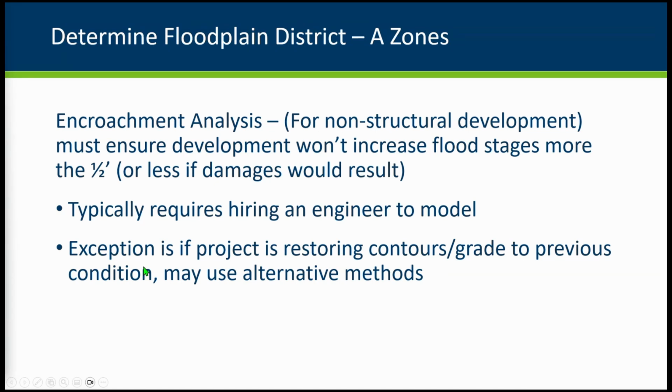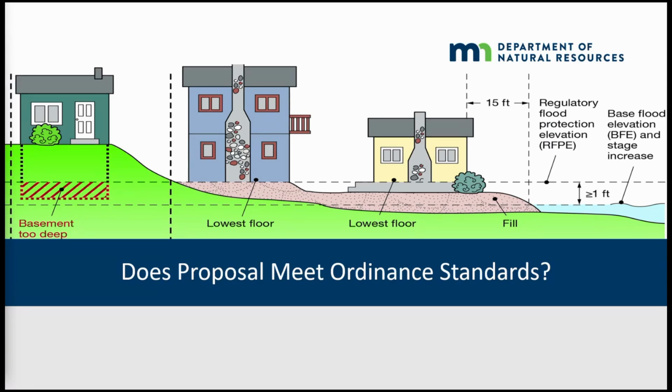But like everything, there are some exceptions to that. The one main exception would be if the project is restoring contours or the grade to a previous condition. That's when we may consider using alternative methods to do this encroachment analysis. So the most common example might be if it's an erosional site and they're just going to restore the contours to that previous uneroded condition. And with that, I'm going to turn it back to Ricky.